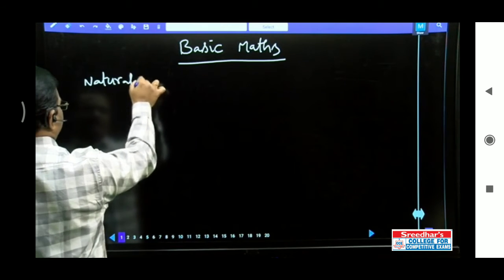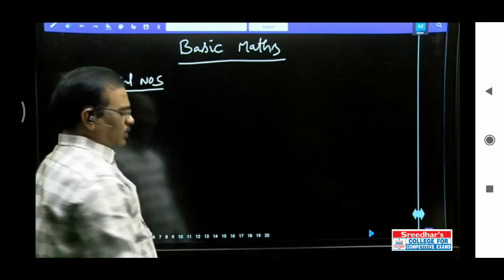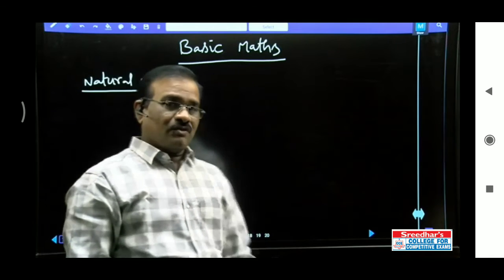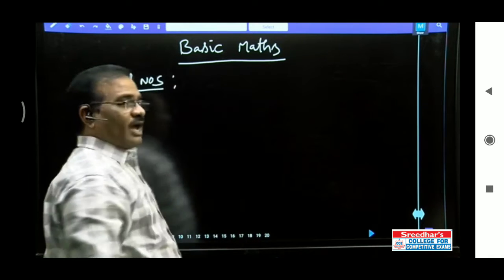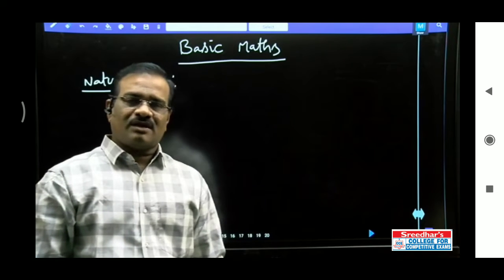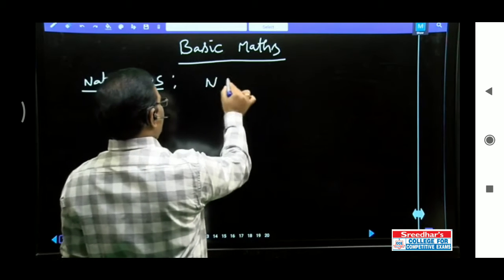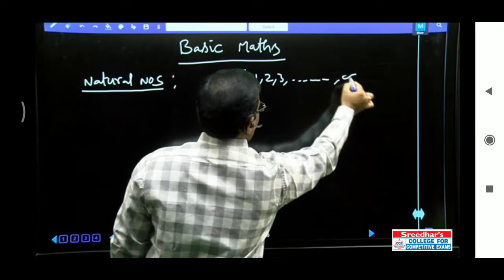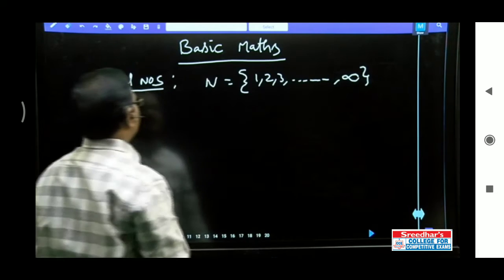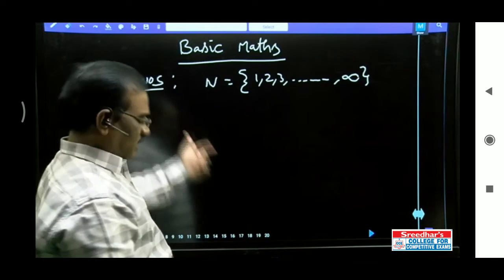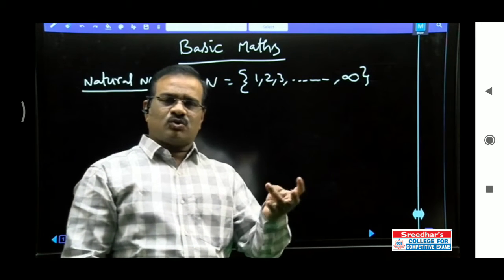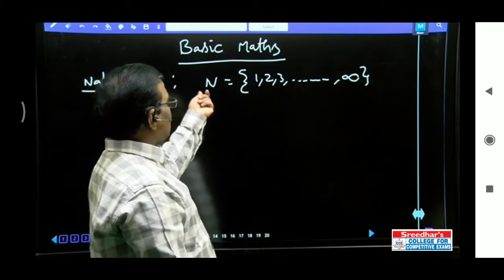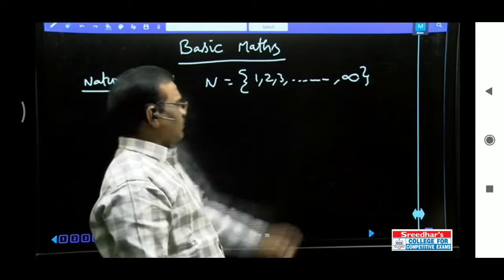Natural numbers. What are natural numbers? Numbers which are used for counting are called natural numbers. The set of natural numbers is denoted by the letter N. It begins with 1 and goes up to infinity. For example, 1, 2, 3 and so on.